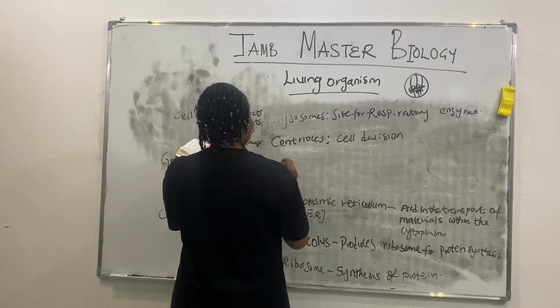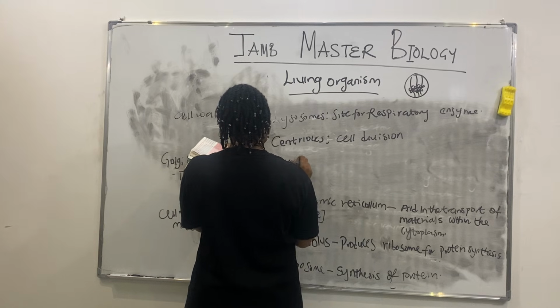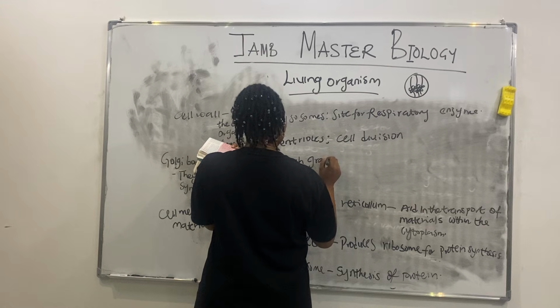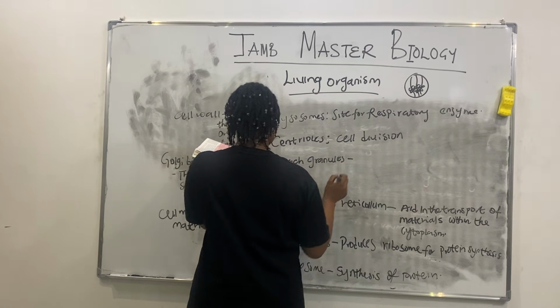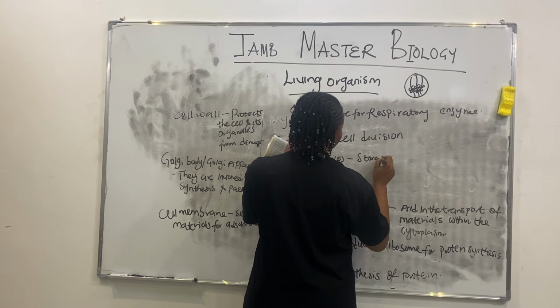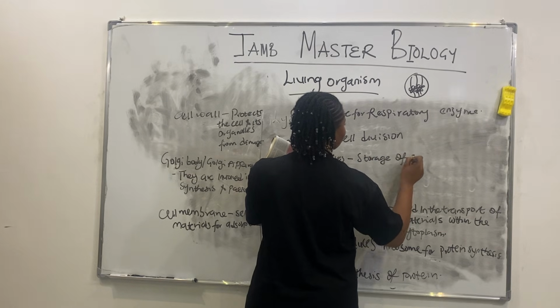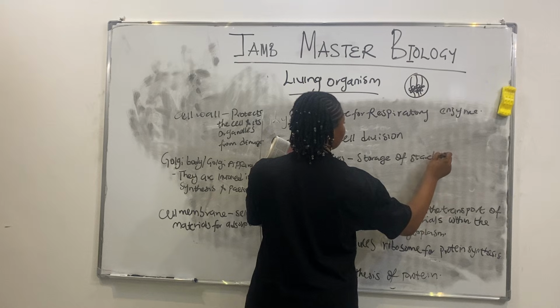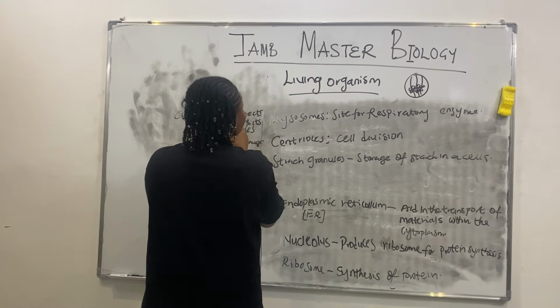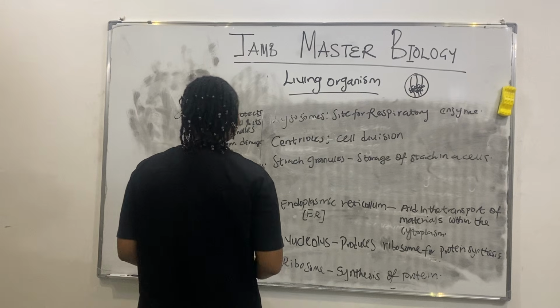Then we have the starch granules. Starch. They are for storage of starch in the cell. So these are all the organelles that are contained in the cell.